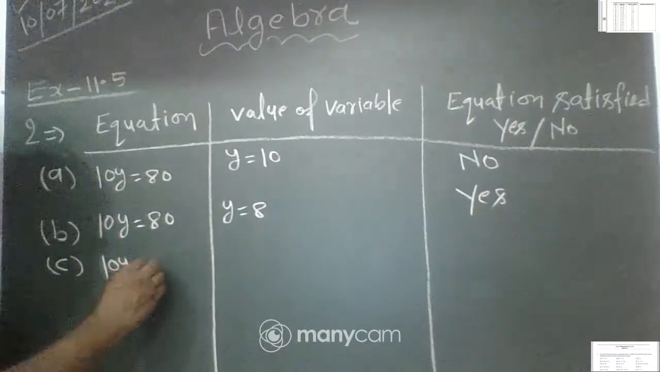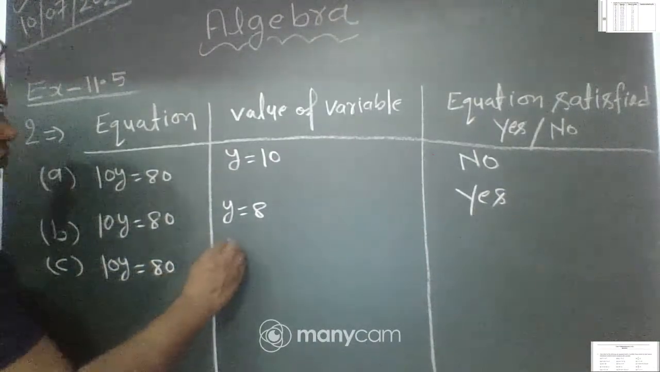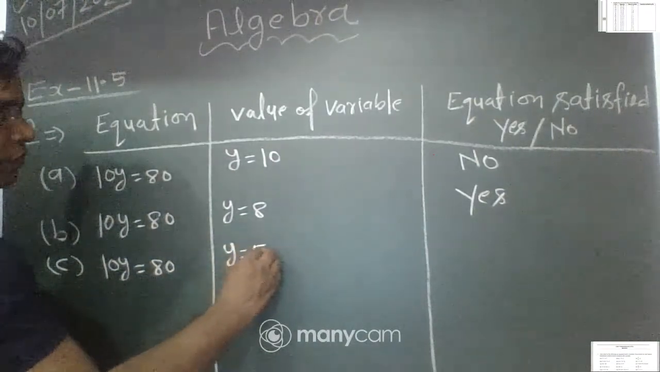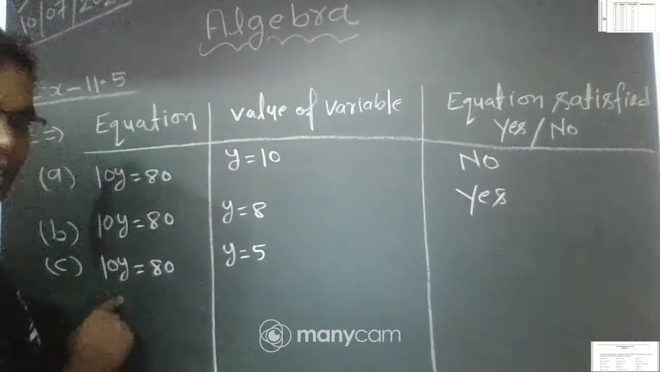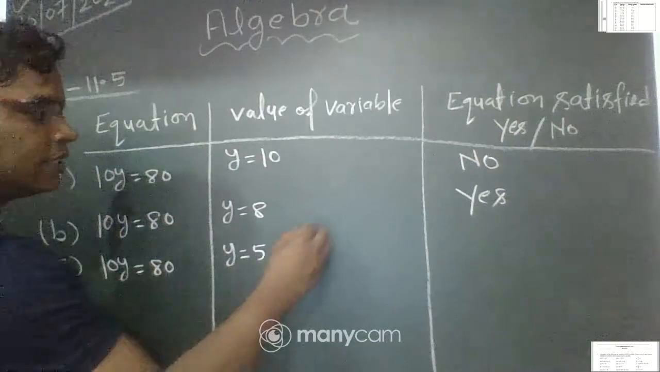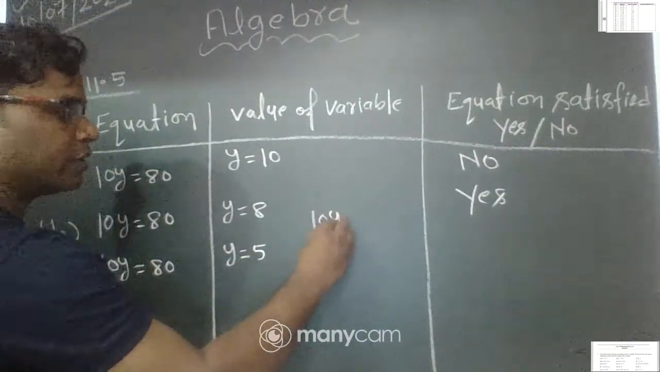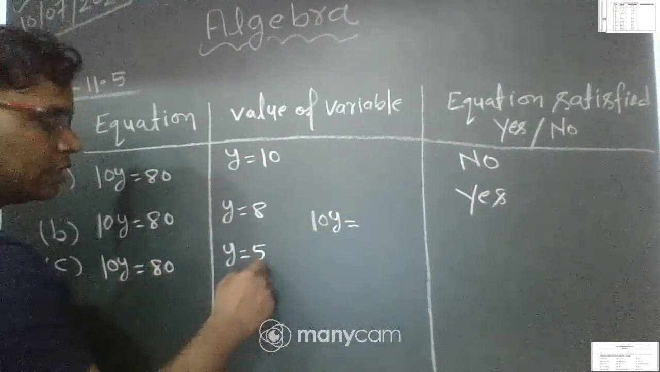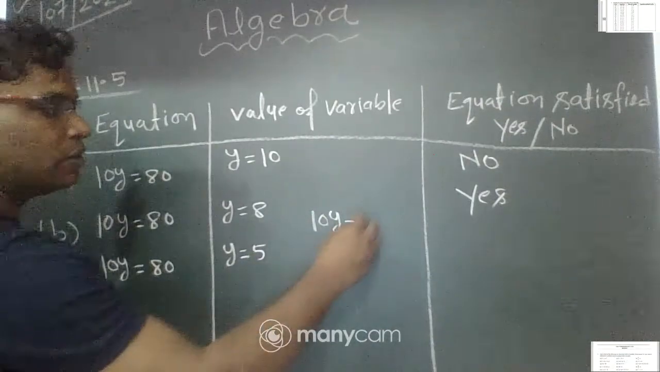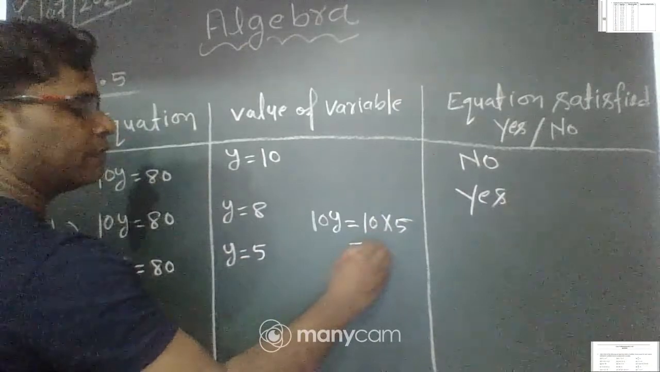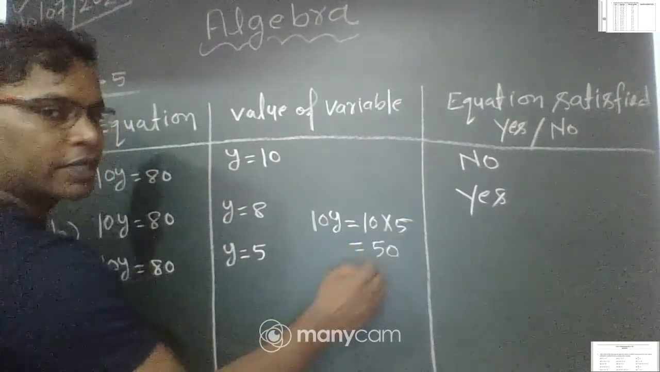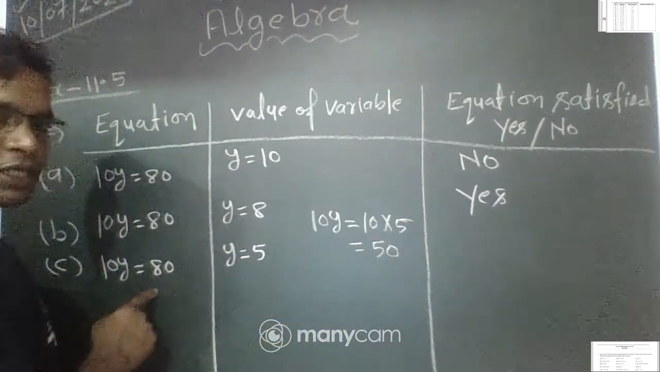10y is equal to 80 and y is equal to 5. What is the value of variable? 5. So if you take here, this left hand side is 10y. And this is given, the value of y is 5. So you put 10 into 5. 10 times 5 is 50. Okay. This is not equal to this right hand side.